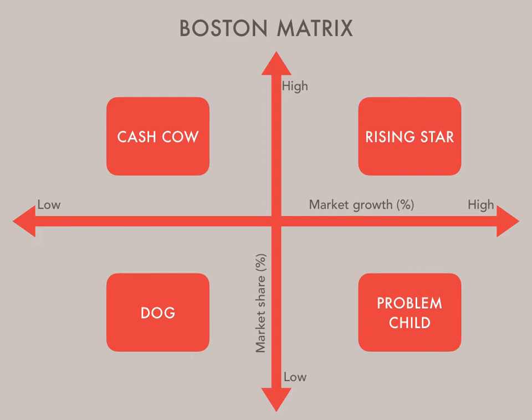If we move to the bottom right, this is where the market itself is growing high, so there's a good potential there. But your market share is only low. So yes, there's lots of potential in this market, but your product isn't very popular with consumers at the moment. You haven't done a very good job of capturing much of that market. So it's a problem child. You need to try and do something about that problem child to try and fix the problems that you've got there.